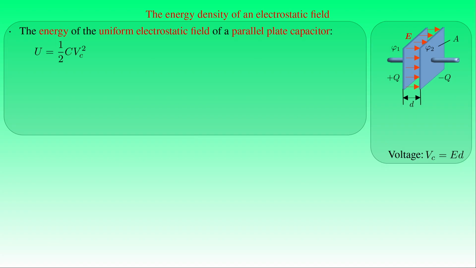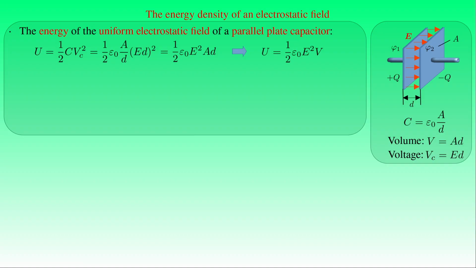We also demonstrated that the capacitance C of a parallel plate capacitor is given by the dielectric constant of vacuum epsilon naught, times the area A of the plates of the capacitor over the distance d between the plates. If we substitute these equations into the expression of the energy U, then we obtain 1 over 2 times epsilon naught times the square of the magnitude of the electric field E, times the area A times the distance d. Here the volume V between the plates is given by the area A of the plates times the distance d between them, and the energy U of the electric field is equal to 1 over 2 times epsilon naught, times the square of the magnitude of the electric field E times the volume V.